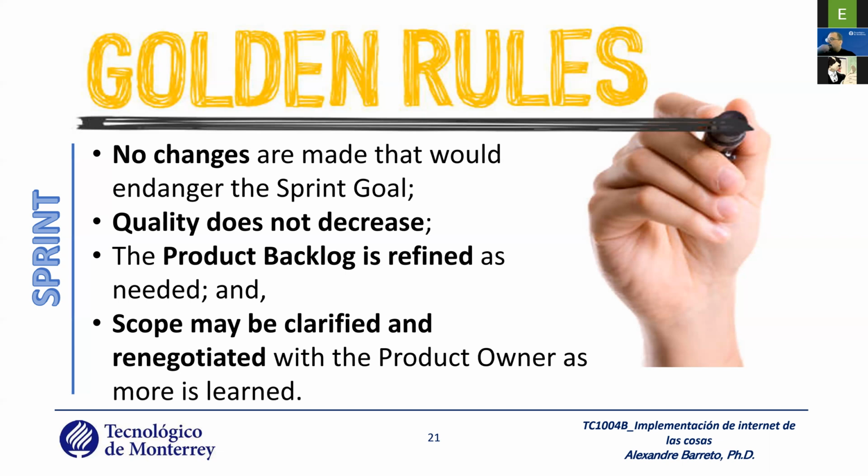Scope may be clarified and renegotiated with the product owner as more is learned. We will talk about the product owner in the next slides. The product owner is the person that represents the customer inside the project. It's a profile in the project called product owner, the PO. The PO is the person that represents the customer in the project.